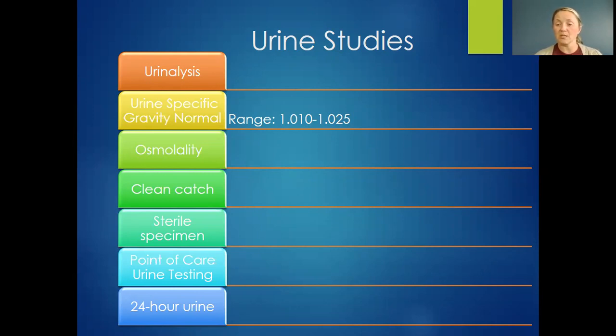So they'll be instructed to clean the genitalia from front to back carefully before voiding, and then to catch the specimen midstream. So not as soon as you start voiding, but to begin voiding and then collect the urine midstream. If you need a sterile specimen, then that would need to be done as an in and out catheterization.